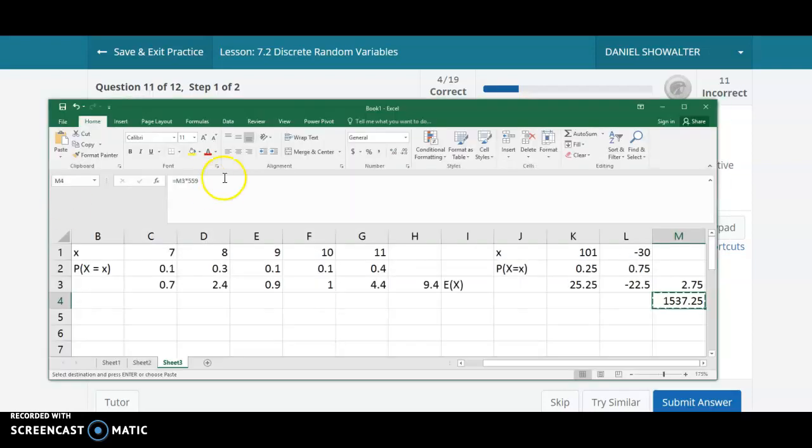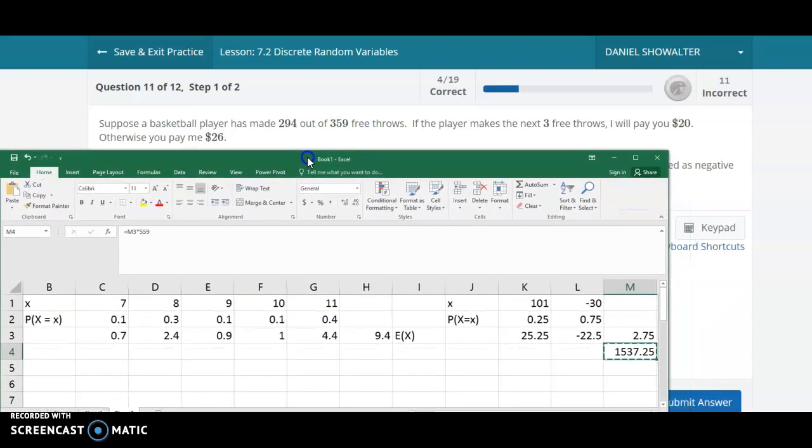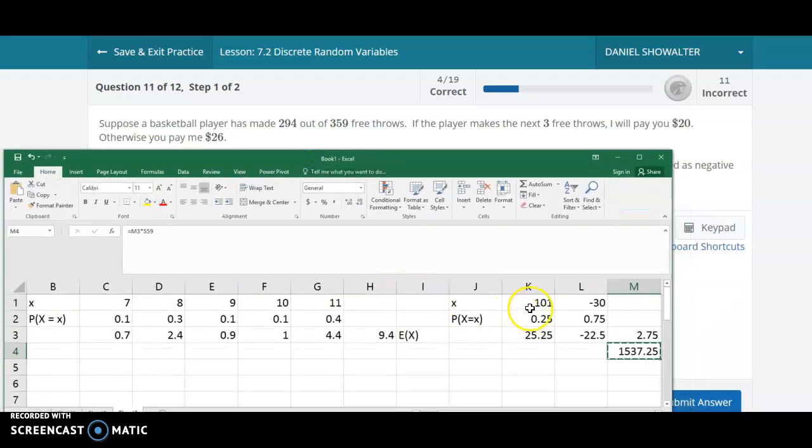Okay, so here's another one. Let me just show you. Since I put these all as formulas here, all I need to do is adjust the formulas. So I could either win $20, I'm going to put that here, or I could lose $26. Now I need the new probabilities. What's the chance that I win $20?